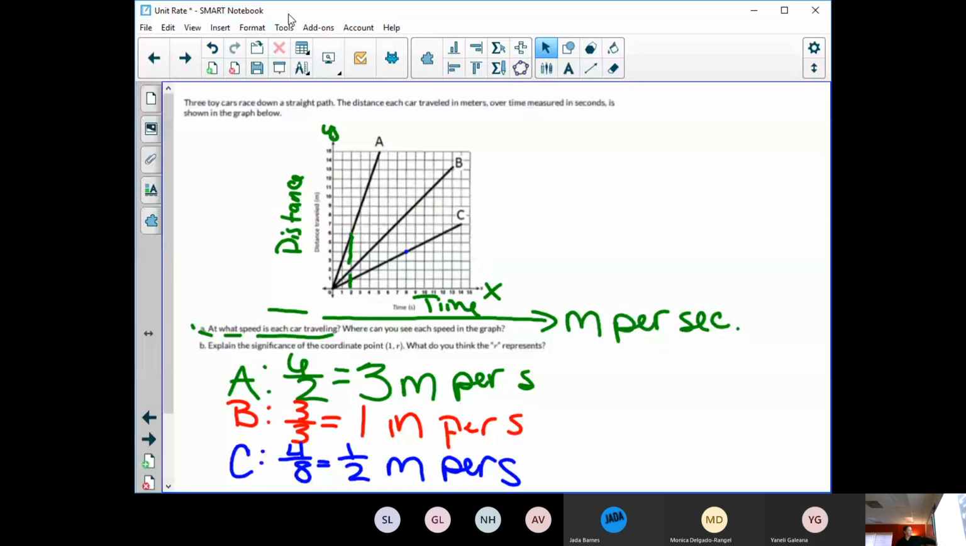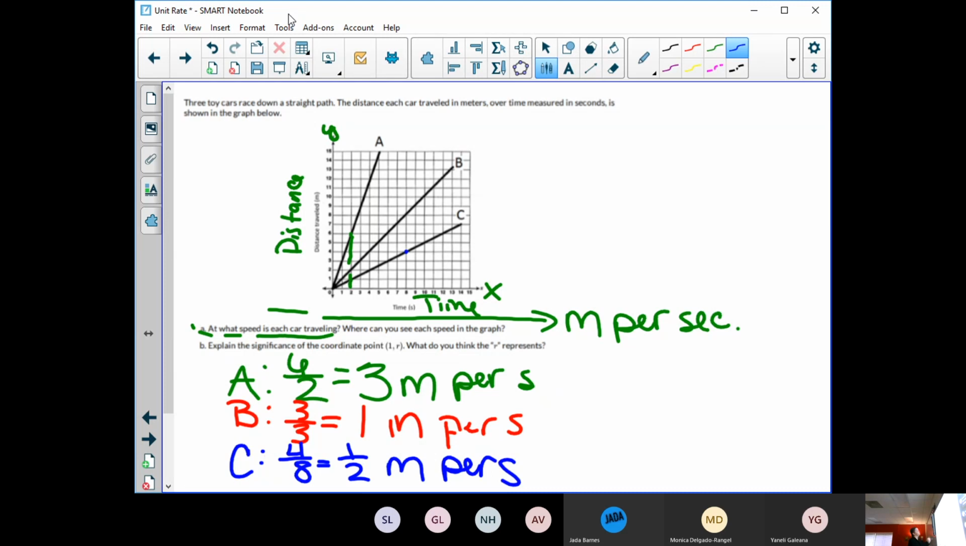All right, so if we hadn't done this work down here, where we figured out the unit rate or the constant of proportionality for each line, if we just looked at the graph, would you still say that A is traveling faster? Why not? Okay, because B looks farther.